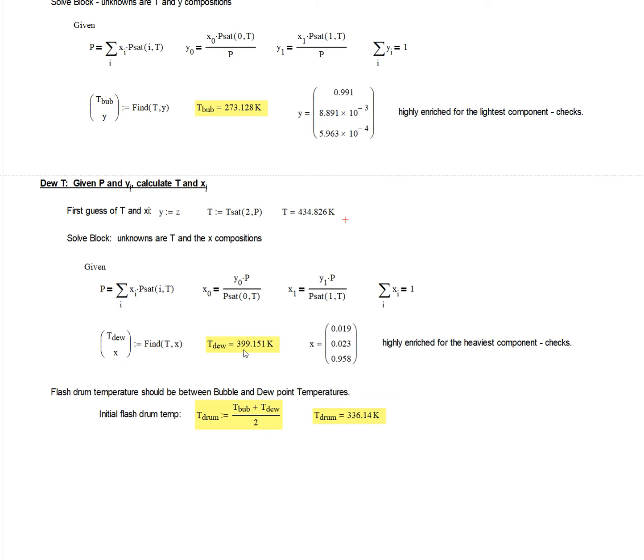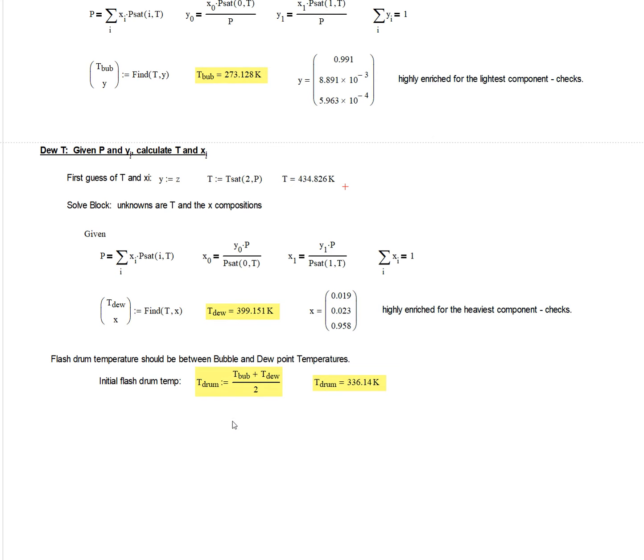Note that this is much higher, and also note that the first little droplet of liquid that is going to form is going to be highly enriched for the heaviest component, the octane in our case. And so what we can find from this is that our initial flash drum temperature should be between the bubble point and dew point, so somewhere between about 400 Kelvin and 273 Kelvin.